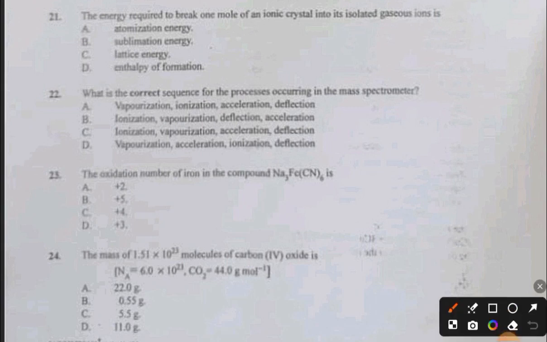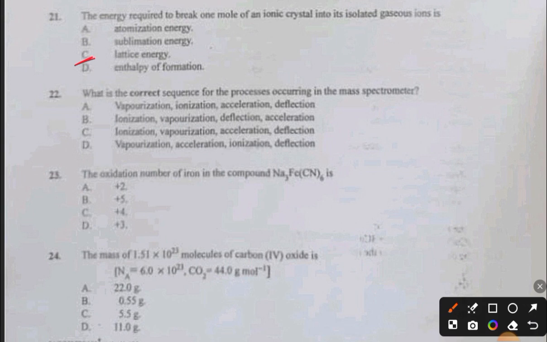Question 21. The energy required to break 1 mole of an ionic crystal into isolated gaseous ions is atomization energy, sublimation energy, lattice energy, enthalpy of formation. The answer to question 21 is C. Lattice energy. 22. What is the correct sequence for the process occurring in the mass spectrometer?